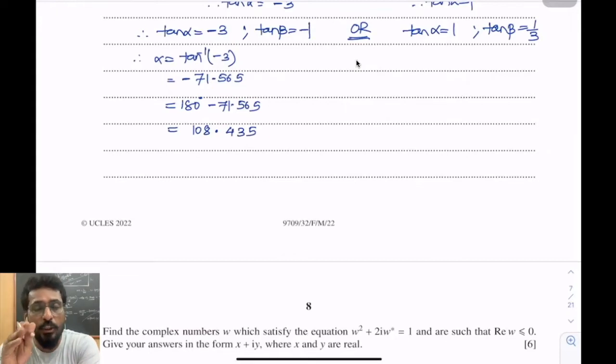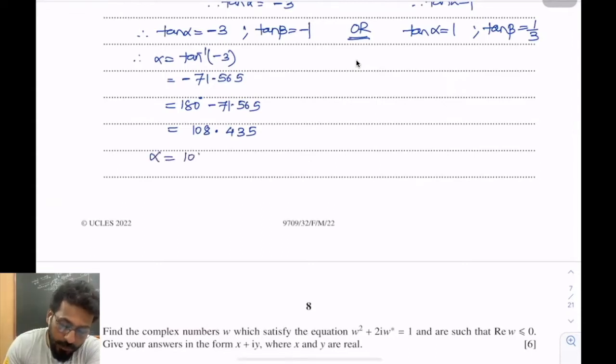But as you know, I just want my answer up to 1 decimal place. Nothing is mentioned in the question. So I should go to my instructions, which are given on the very first page. So I need to write my answer up to 1 decimal place for an angle which is mentioned in degrees. So alpha has come 108.4 degrees. Okay. So that's one of the answers.